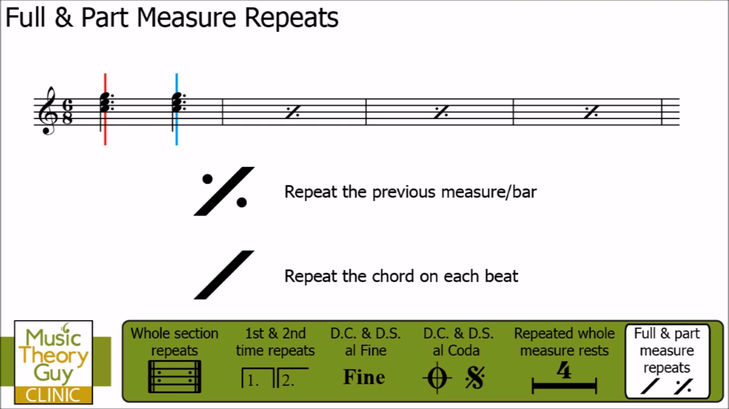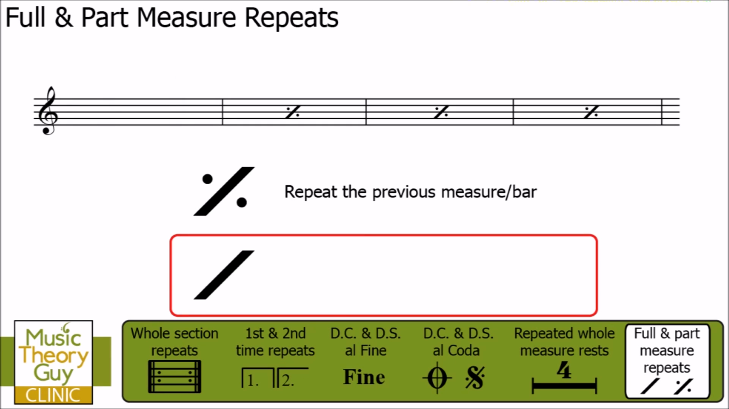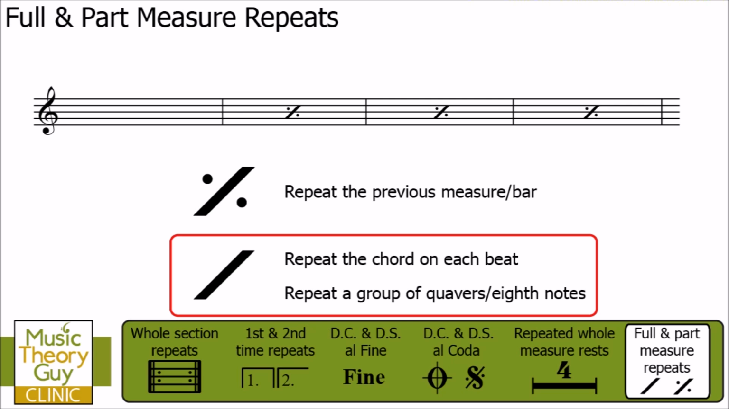Now this second symbol also has another meaning as well. We already know it means repeat the chord on each beat, but it also means repeat a group of quavers, otherwise known as 8th notes. So for example, I'm going to change the time signature again. Here we are in 3/4, and we can see that there's a series of quavers or 8th notes. Now, the first 2 quavers or 8th notes are exactly the same as the following 4. So what we can do, we can replace those following quavers or 8th notes, and we can put this symbol.